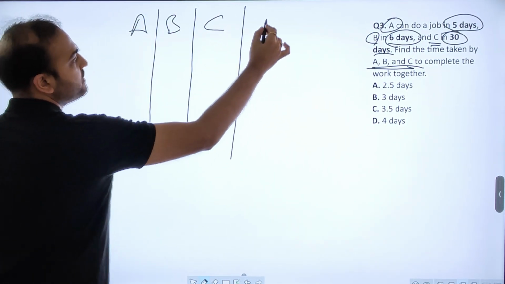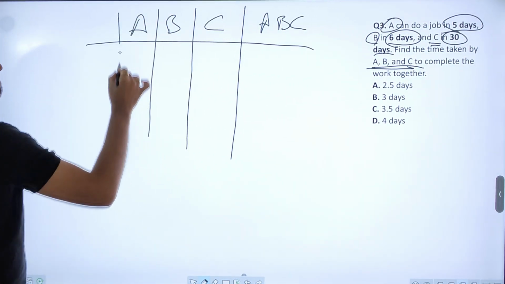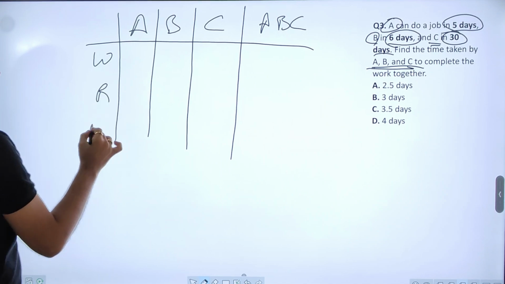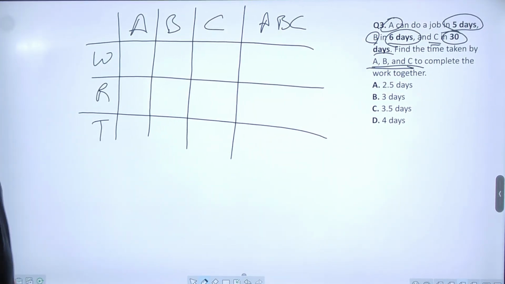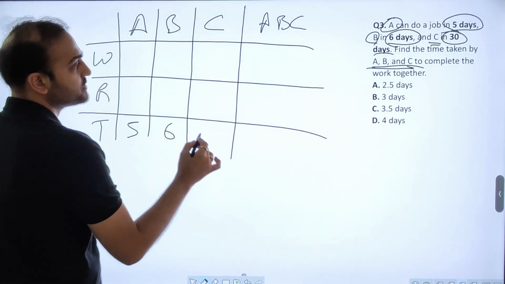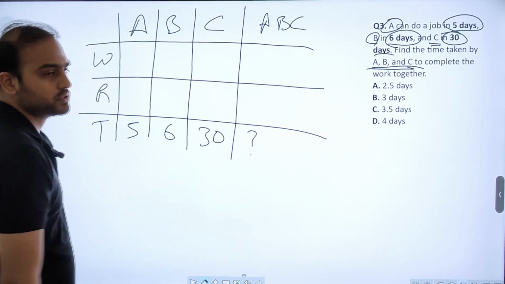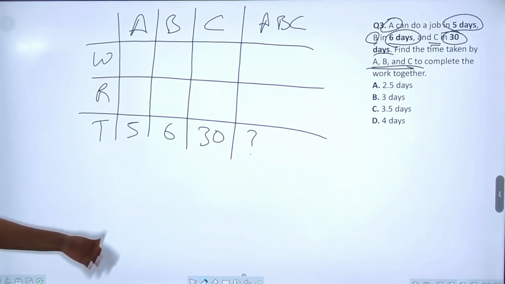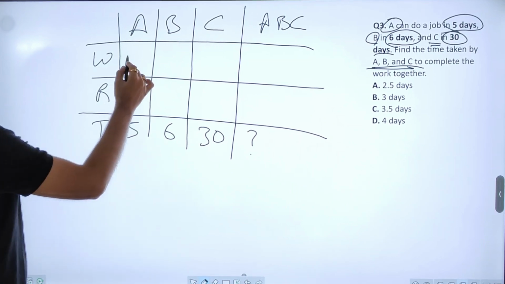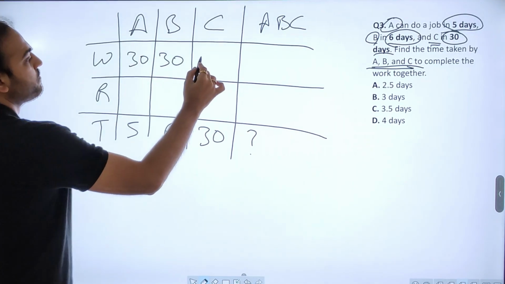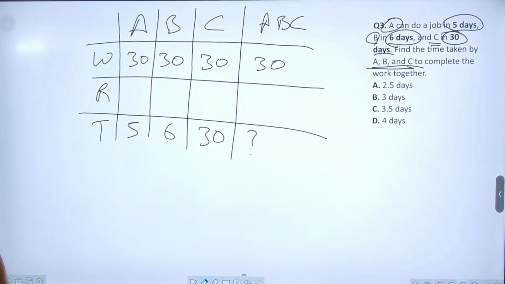So you have A, B, C, and then all of them together. So that's work, rate, time. Alright, days are 5, 6, 30, and again, let's quickly take a value that goes by all of the 3. Let's say 30 only. Again, so the work becomes to eat 30 chocolates.